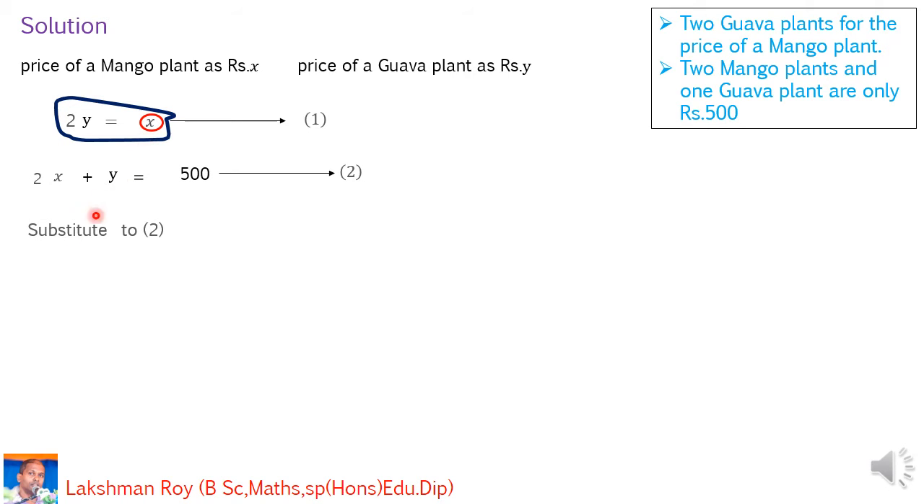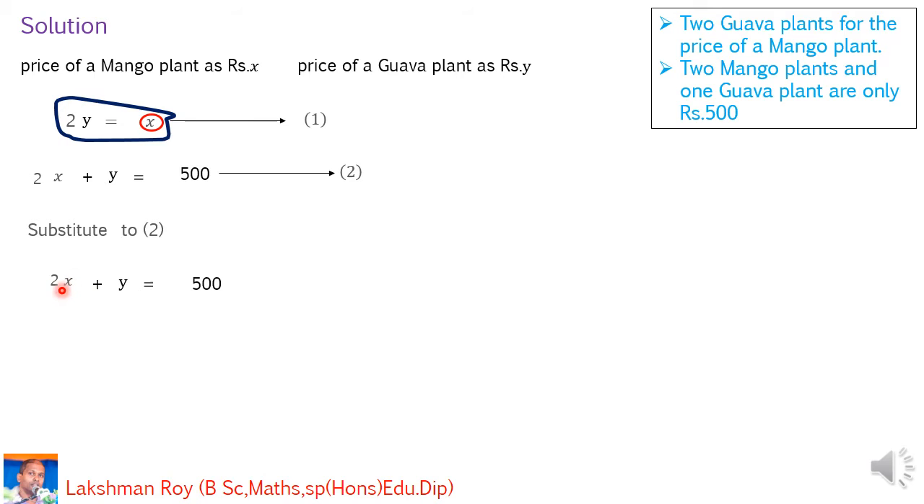Now I substitute into equation 2. What is in the first equation? They have told us x is equal to 2y. Now substitute 2y here. You can see the second equation, 2x plus y equals 500. So here I am going to substitute. Here you can see x is equal to 2y, so I put x as 2y.